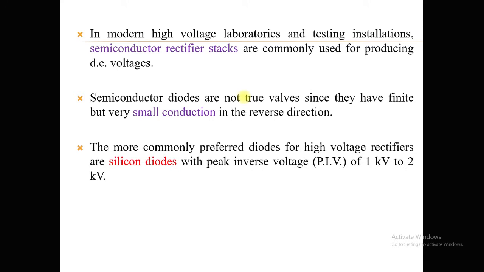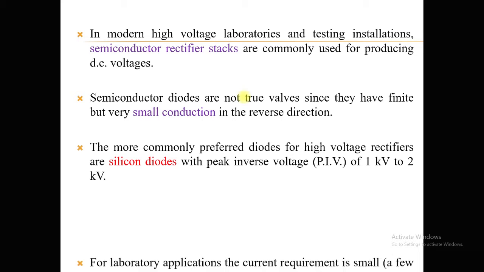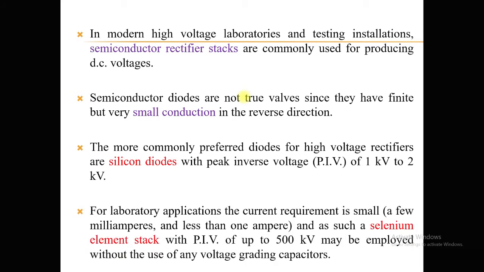More commonly preferred diodes for high voltage application are silicon diodes with peak inverse voltage of 1 kilovolt to 2 kilovolt. For laboratory applications, the current is very small. So selenium element stacks with peak inverse voltage up to 500 kV may be employed without the use of any voltage grading capacitor, but the cost of this stack is obviously higher than the cost of silicon diodes.